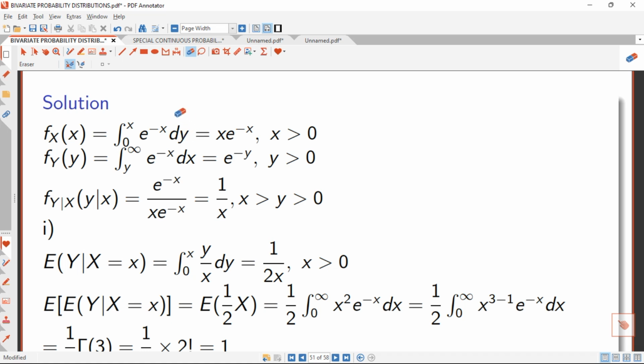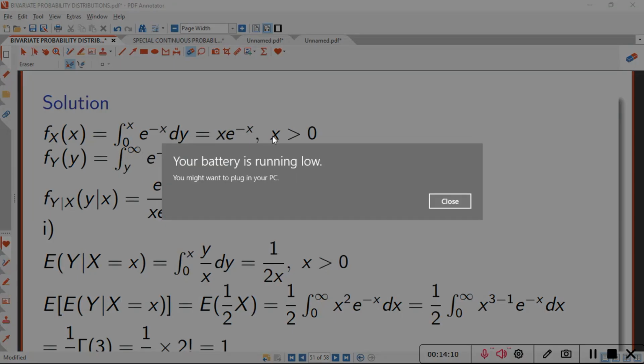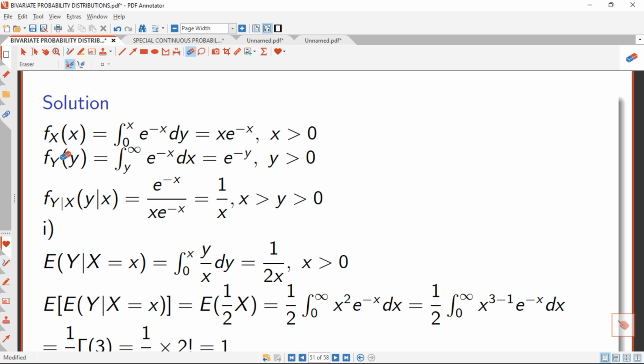And then when we do the integration very well, we are going to get x e raised to the power negative x. And then we have to also get our marginal of y. For marginal of y, we are going to integrate on what? x. And for that one, we have already done it in our previous question, and we had e raised to the power negative y.